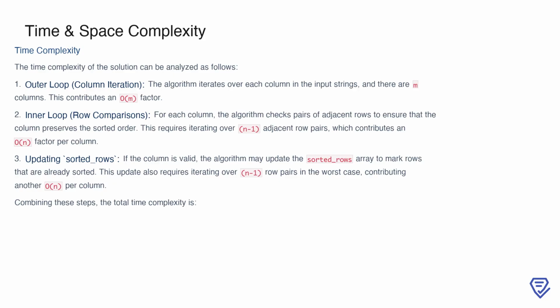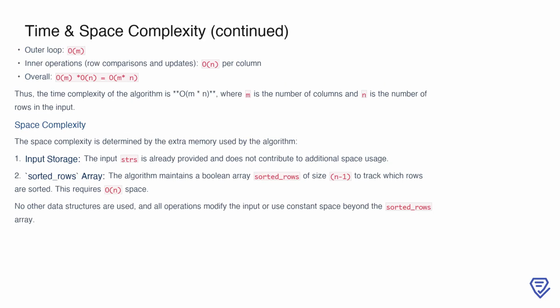Additionally, if a column is valid, the algorithm may update the sorted_rows array to mark rows that are already sorted. This update also involves iterating over n-1 row pairs, which adds another O(n) per column. When we combine these steps, the total time complexity becomes a product of the outer and inner operations, leading to an overall complexity of O(m*n). Summarizing the time complexity, the outer loop runs in O(m), and the inner operations, which include row comparisons and updates, run in O(n) per column. Multiplying these together gives us a total time complexity of O(m*n).